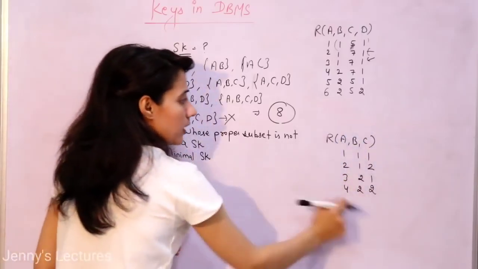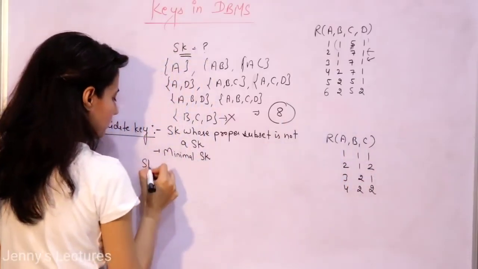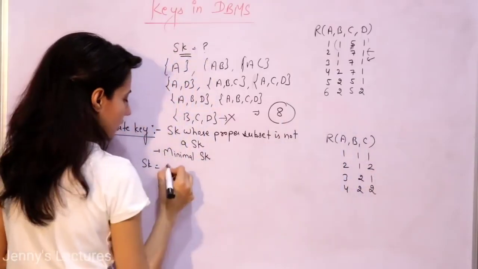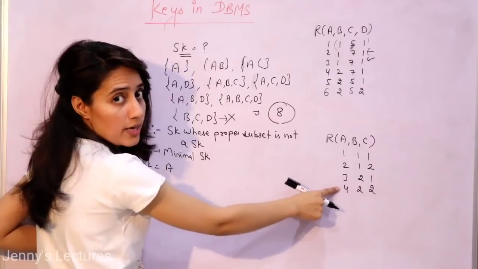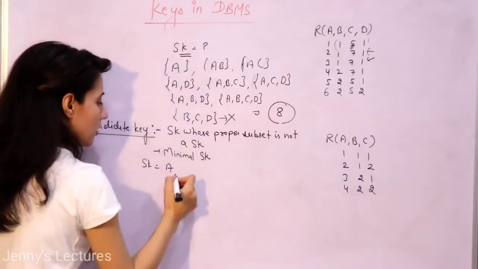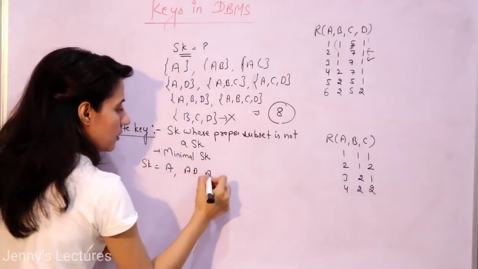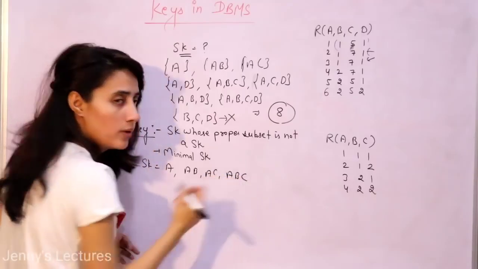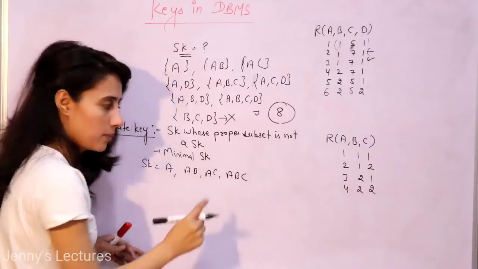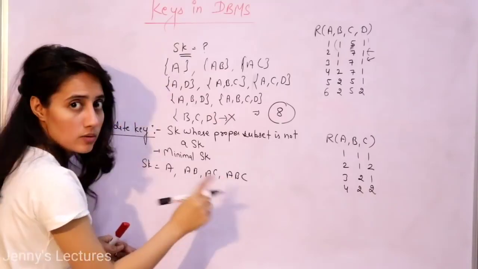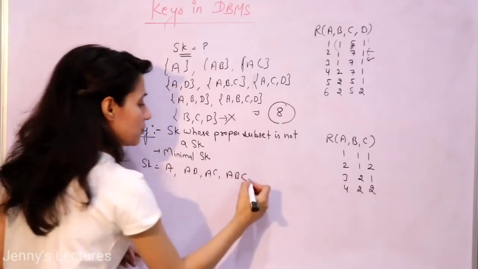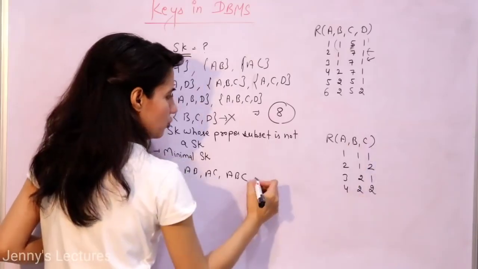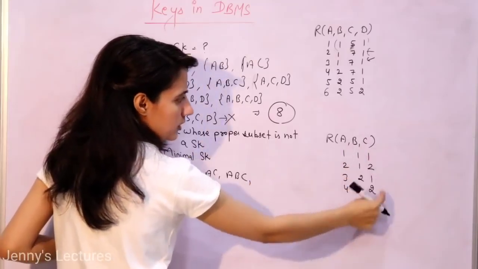Now find out super keys in this relation. Now see, A is a super key because using A I can easily identify each record. Now if A is a super key, then AB, AC, ABC would be super keys, right? That is for sure, because here we have A in all these sets. Now check if BC is a super key. Only B is a super key? No. Only C? No.